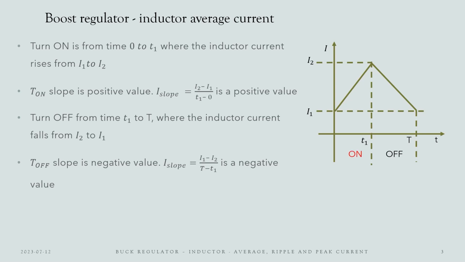Let us turn on the switch from time 0 to t1. At this time, the inductor current rises from I1 to I2. Now, the slope of the current is given as I2 minus I1 divided by t1 minus 0. Let us turn off the switch from time t1 to t. At this time, let the inductor current fall from I2 to I1. Now, the slope of the current is given as I1 minus I2 divided by t minus t1.